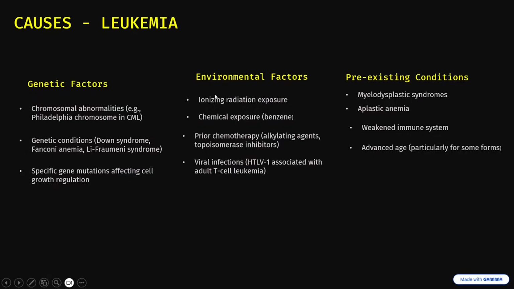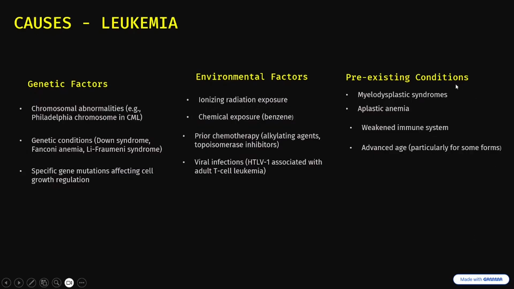Environmental factors, now it's widely affecting: ionizing radiation exposure, chemical exposure, prior chemotherapy, viral infections like HTLV-1 associated with adult T-cell leukemia. Pre-existing conditions: there are some underlying conditions, that is MDS, myelodysplastic syndromes, aplastic anemia, weakened immune system, and advanced age.